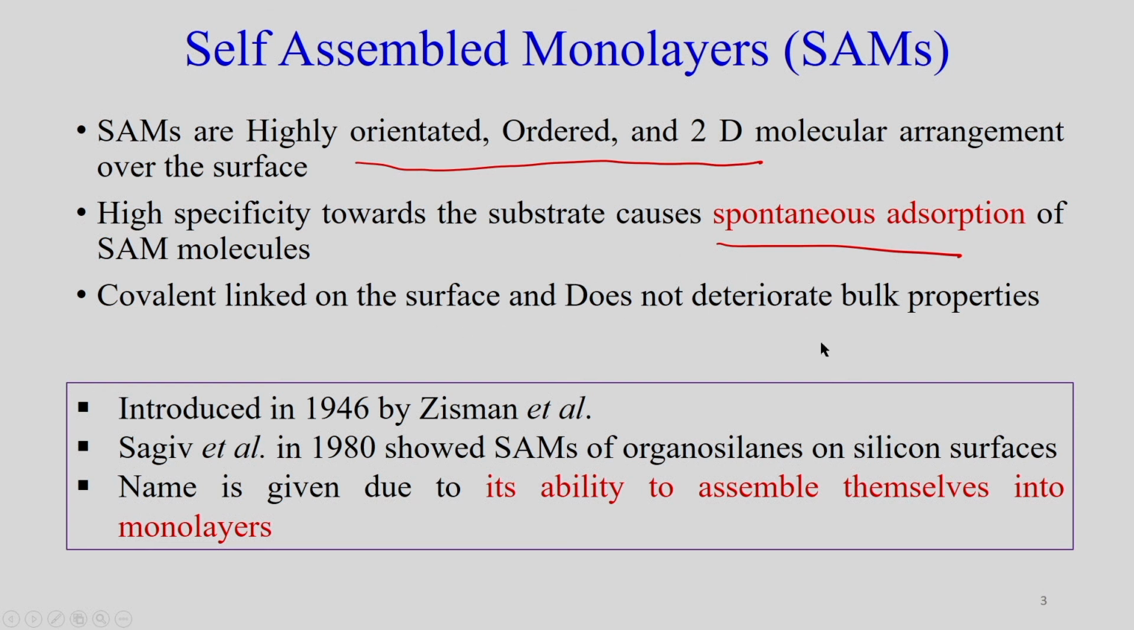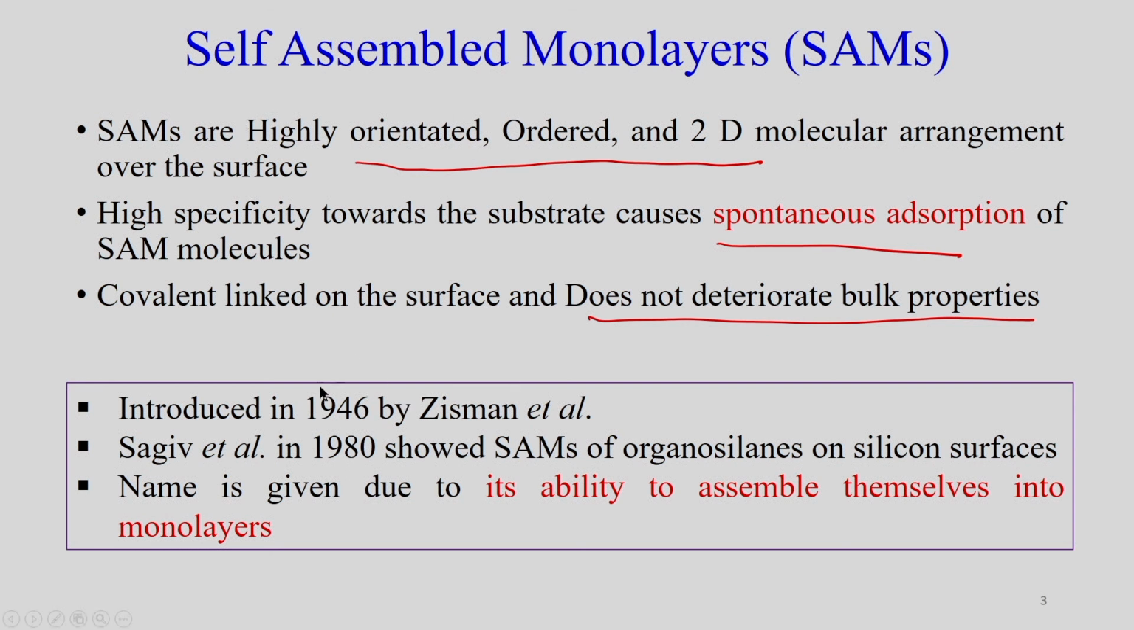An important thing with self assembled monolayers is that it is a chemical route and it does not affect the bulk property of a biomaterial. This is the very positive thing about this, that it does not deteriorate the bulk property of an implant biomaterial.